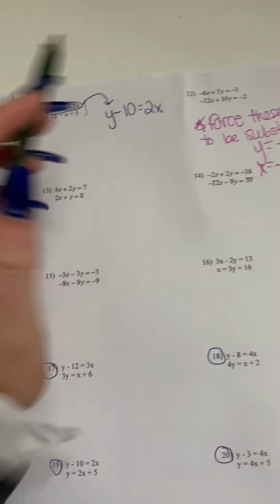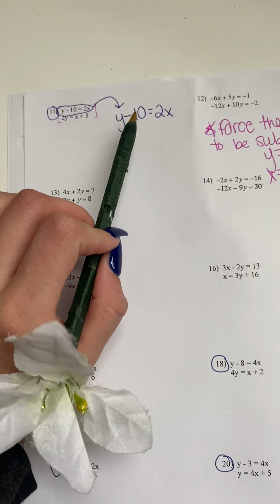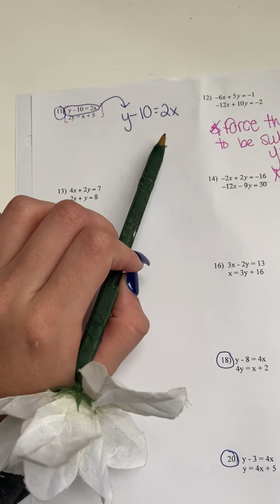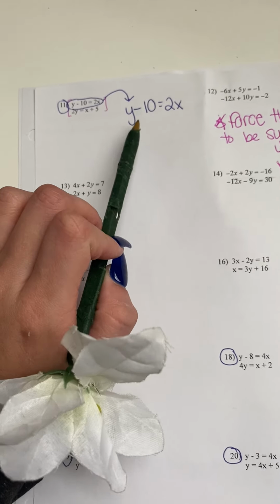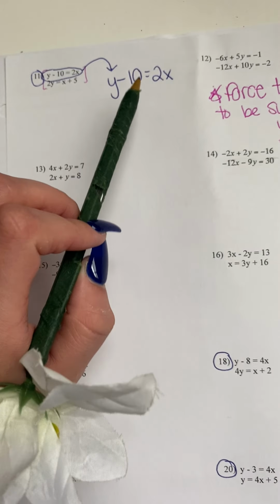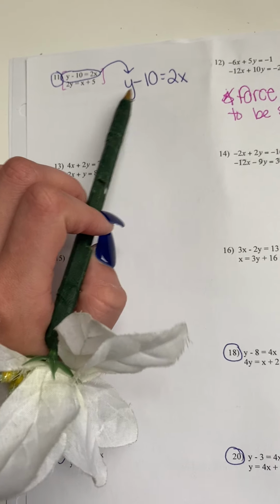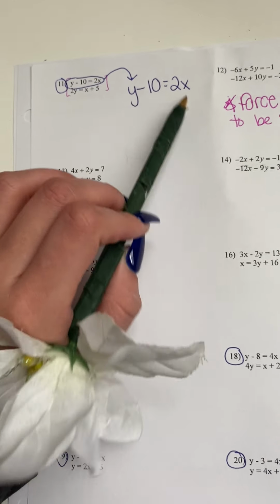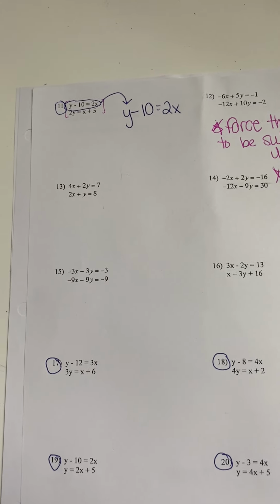Okay, so if we were to force this to be y equals something, we would clearly have to move this 10 over here, all right? We're not going to have y equals a number. We're going to have y equals an equation. So what would you do to this 10 to get it to the other side? So think about that.